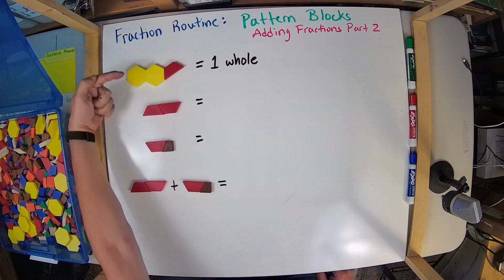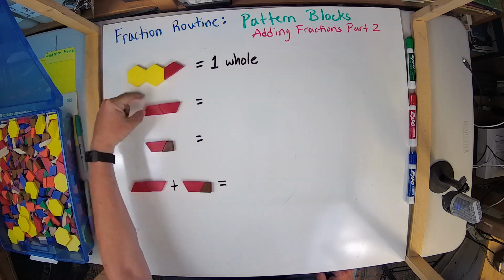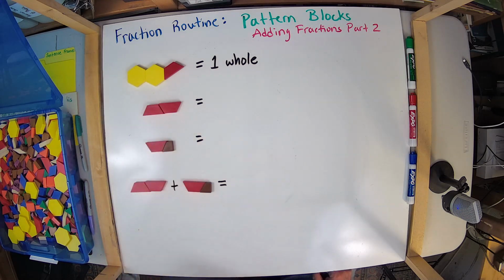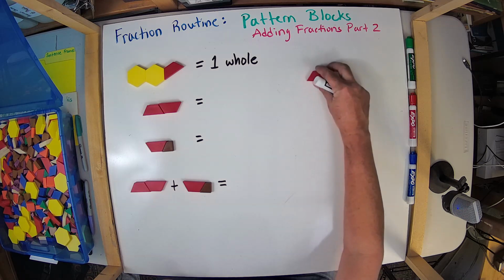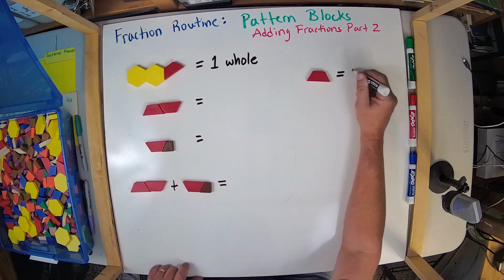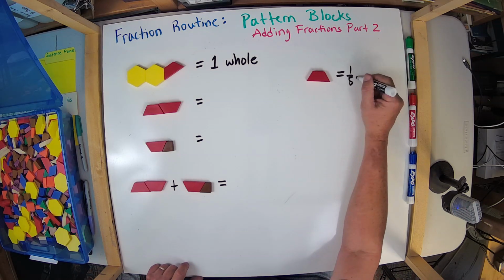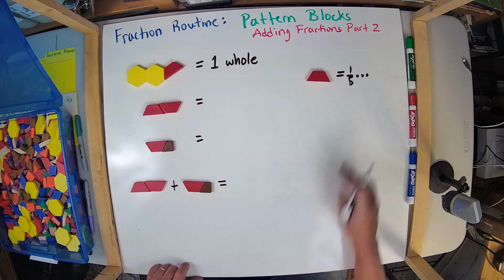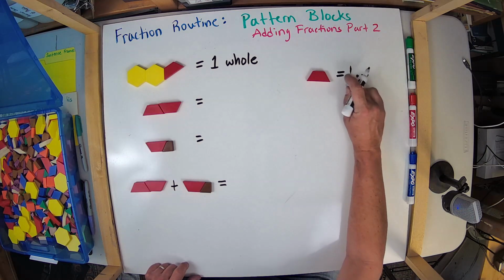So I've established one whole right here, and I want to know what is the value of these two red trapezoids combined. On the side, you want kids to be able to say, well, the value of this block is equal to 1/5, and then you want them to give some reasoning. That's 1/5, by the way.